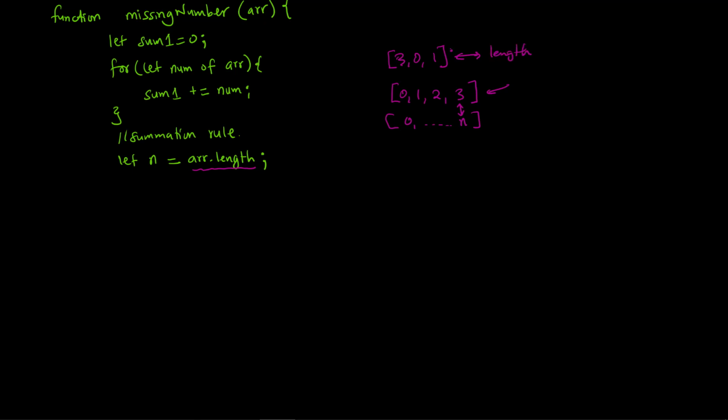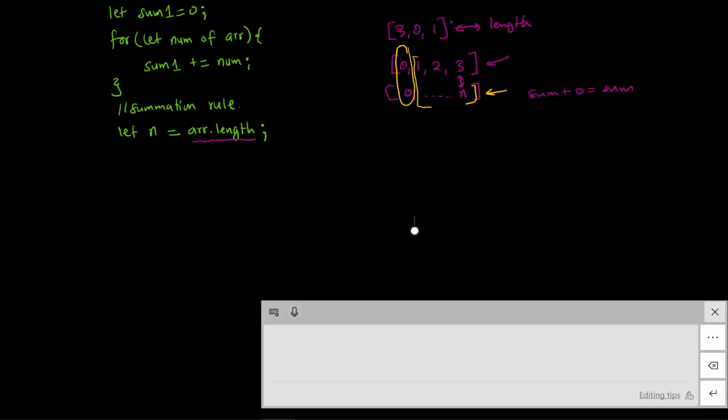And our rule does not include 0, but 0 does not add anything to the sum. Sum plus 0 is just equal to sum. So our rule does not include 0. It talks of 1 up to n. So we can still apply this rule to a number that starts from 0. Okay, so our n is just the array dot length. That's our n. It's not array dot length plus 1.